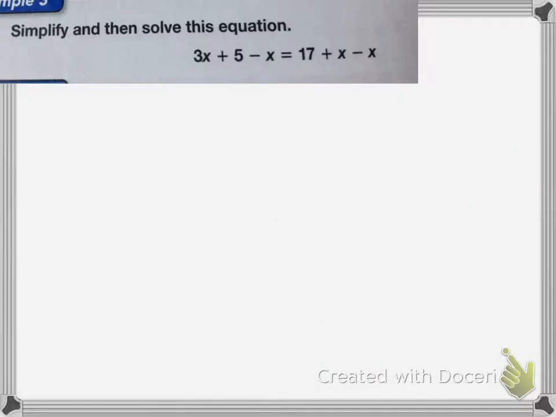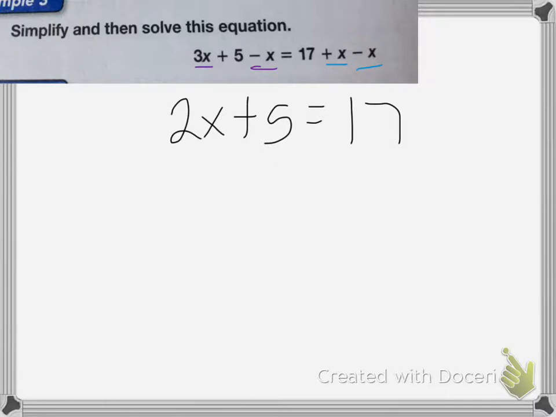Now we're going to work on simplifying equations. On this one, simplify and then solve this equation. We need to collect like terms on each side of the equal sign. On the left side, we're going to combine the 3x and the negative x together, so we end up with 2x plus 5. On the right side, we're going to combine the plus x and the minus x together. So we end up with 17 because a positive x and a minus x cancel each other out.